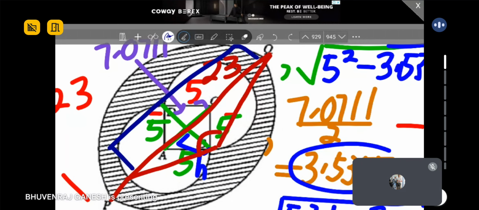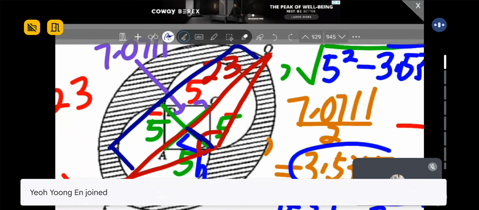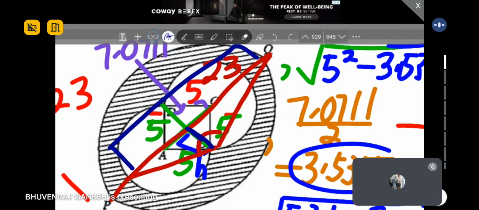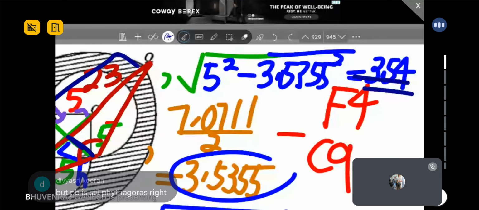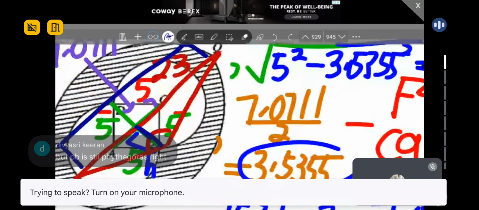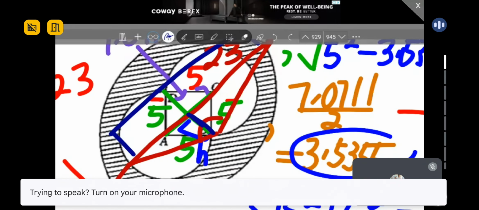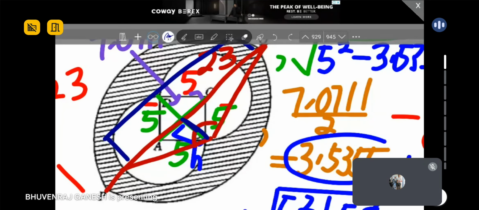So this is how your mind should think, guys. That is why just now I found the height. Can you all see it, guys? Because I already get one side of the triangle over here. So this is the value, this one over here, 3.54. This one. PB is still Pythagoras, right? PB is, yes, Pythagoras also.